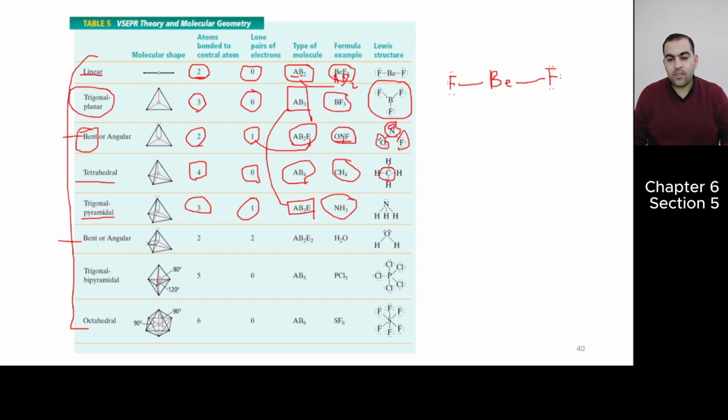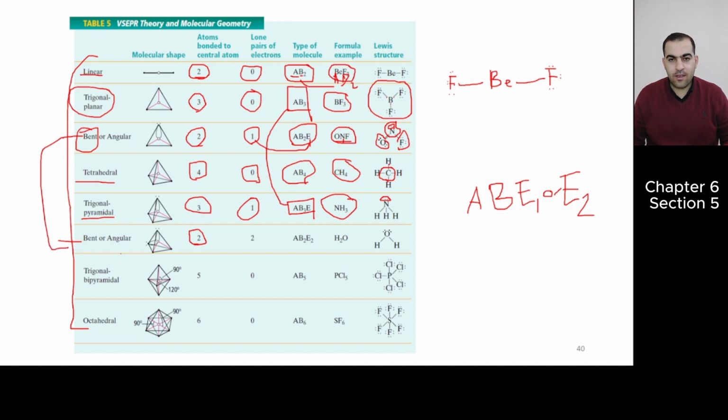NH3: when I draw the Lewis structure, nitrogen is going to have a lone pair, an unshared pair. Okay? Bent, guys. Another one, bent. Actually, you can memorize it like that. Bent means A, B, E1 having 1 lone pair, or E2.